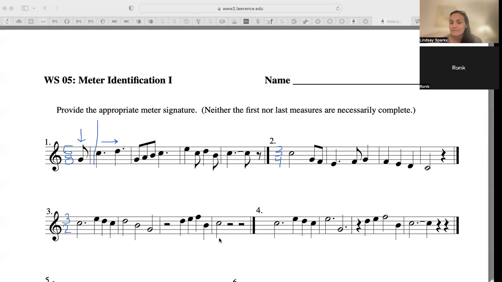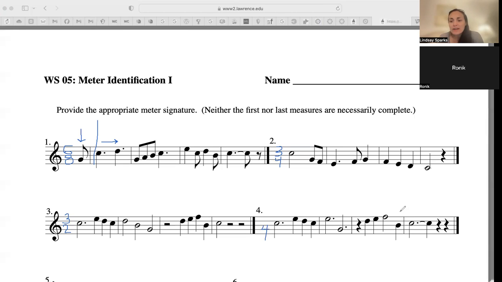5. No. Is this one 4/4? Close. There is a 4. I do think the bottom number is 4. How many quarter notes do we have in a beat though? Or sorry, in a measure, not a beat. Is it 5/4? Close. Keep counting.